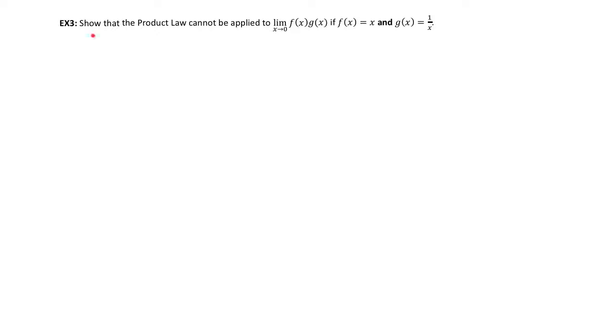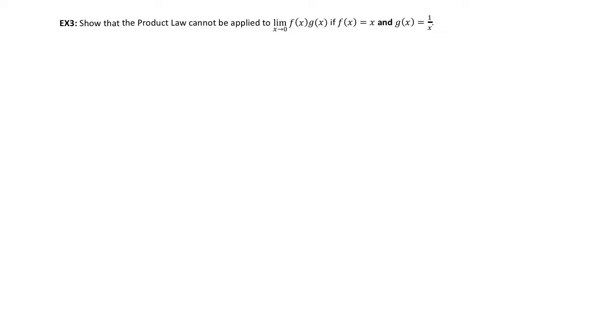Example 3 is asking us to show that the product law, or the product property, I think it was the second property that we developed today, cannot be applied to f of x times g of x. Think of f of x times g of x as a new function. Now f is x just by itself, and g by itself is just 1 over x. So let's see, why not?